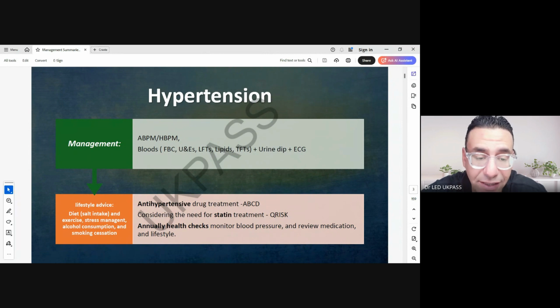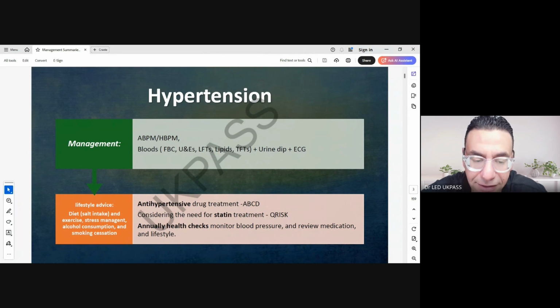So this is a triad. This is a triad for a patient who is coming to you today with diagnosed hypertension. You need to do blood tests, urine dip for ACR, and ECG. Also very important to get their eyes checked on a yearly basis.